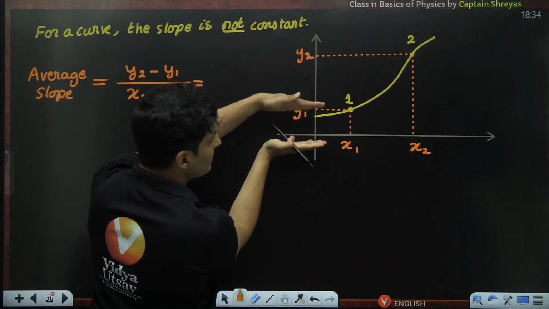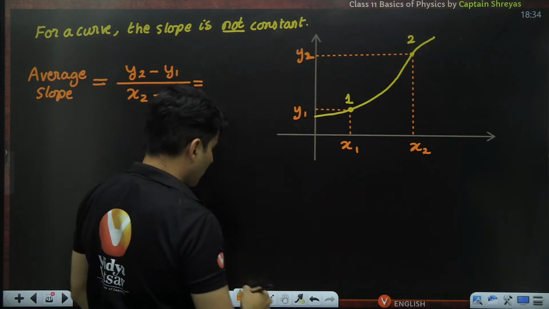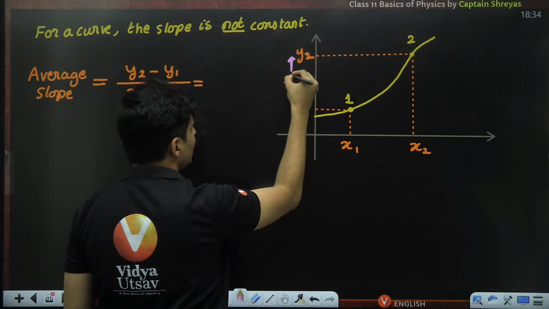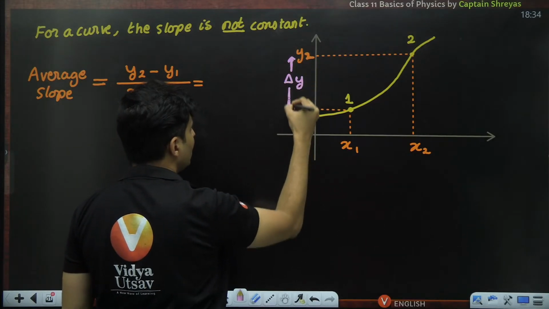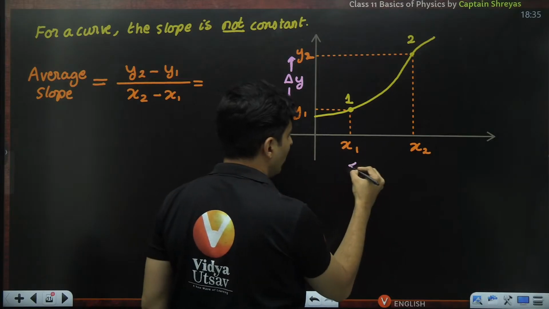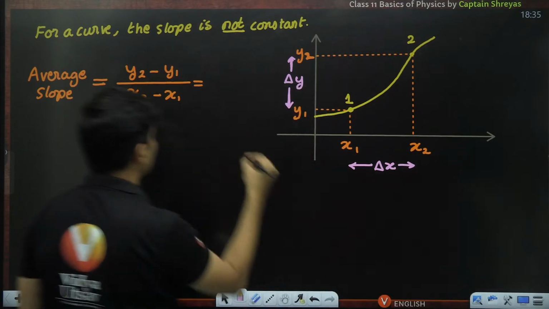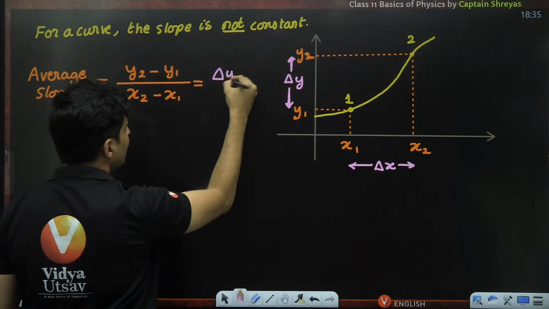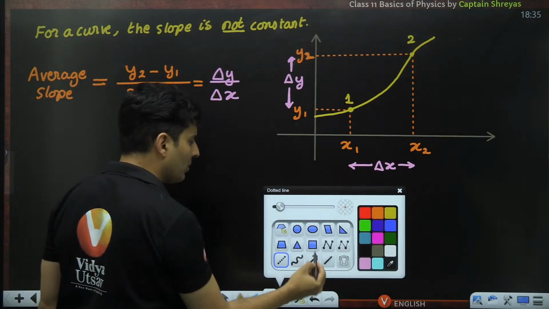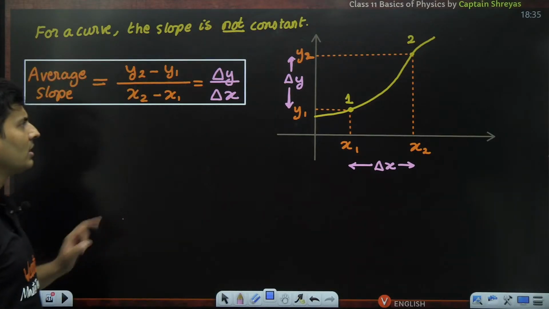This is y2, this is y1. So from y2, if you take out y1, what is remaining? Only this much, right? And what is this much? That is basically the change in your y. From x2, if you take out x1, only this much is remaining. That is basically your delta x. So you can also write it as delta y by delta x, which is exactly the same formula which you have seen before also, but it is for an average value of the slope.